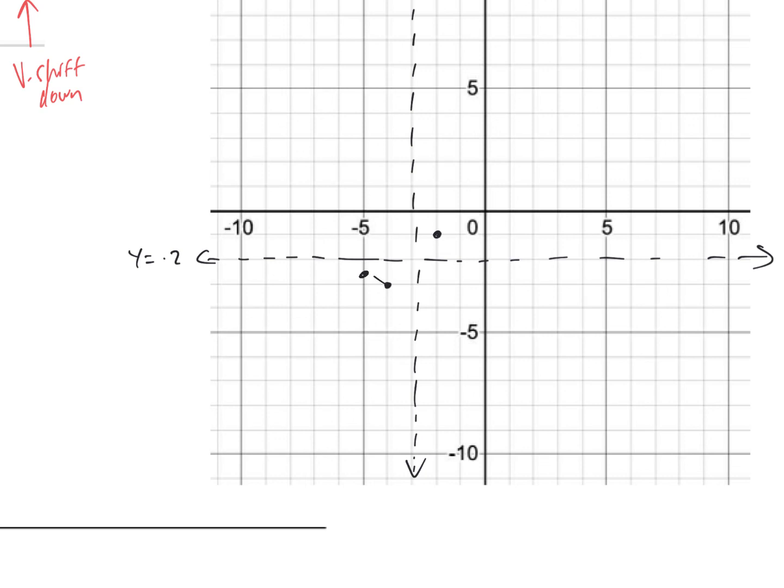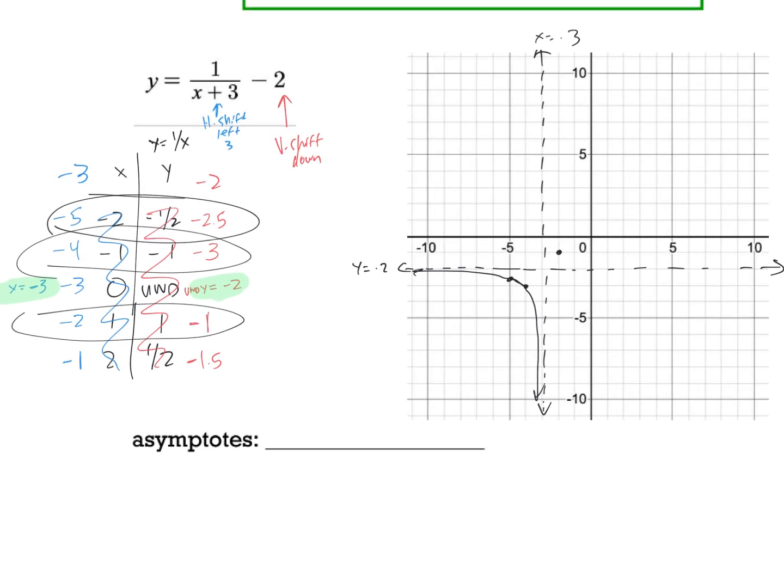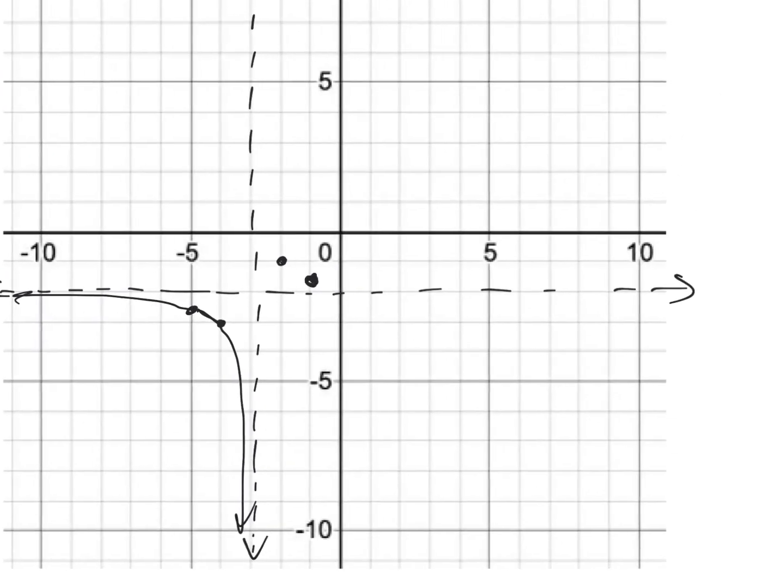You can kind of see your curve forming from there. And then finally, that last point that we have to graph is negative 1, negative 1.5, which is about right there. And then you can see your curve forming. Just remember, your curve cannot touch that asymptote. It just gets infinitely close to it.